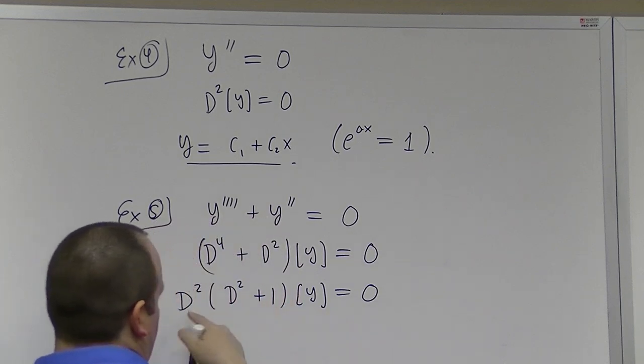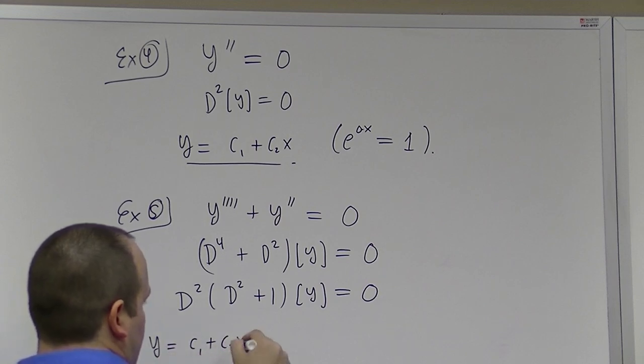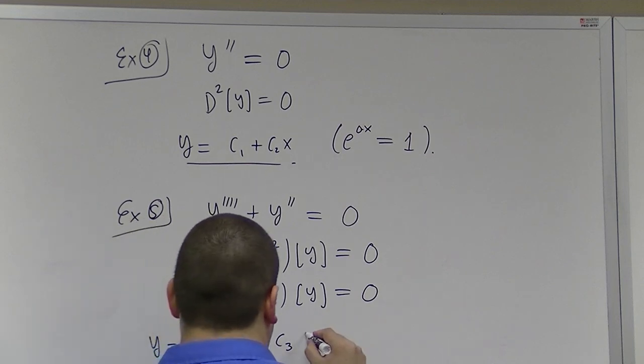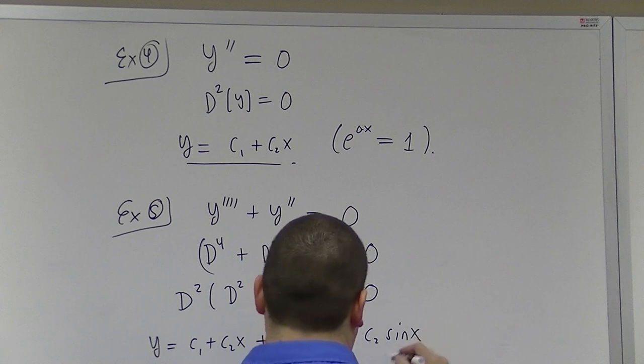So I get, this one gives me c1 plus c2x. This one gives me c3 cosine x plus c4 sine x.